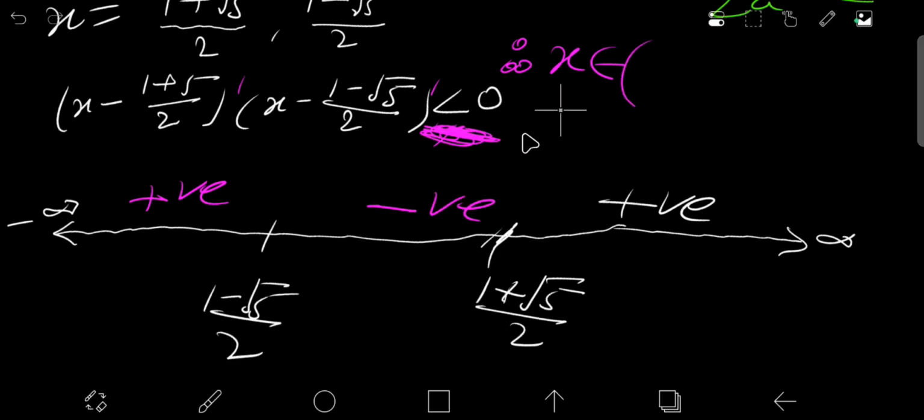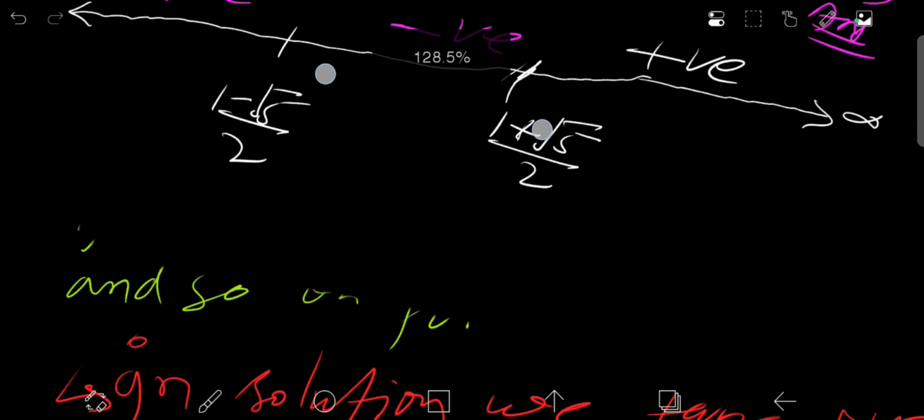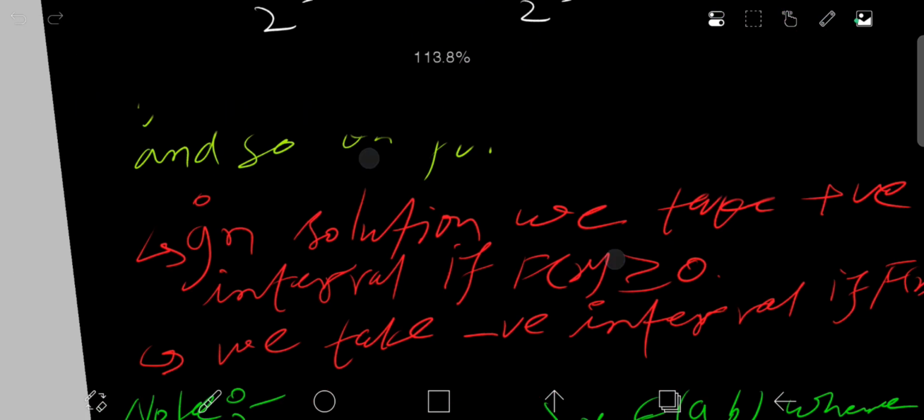So here we write the solution: open interval (1 minus square root 5)/2 to (1 plus square root 5)/2. This is my answer, because here it is given less than 0, so we take only the negative interval. Now we proceed to the next question.